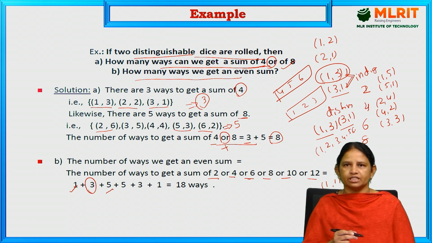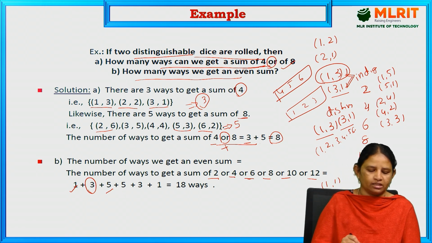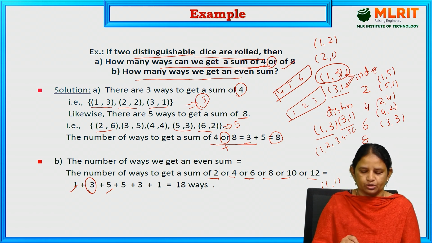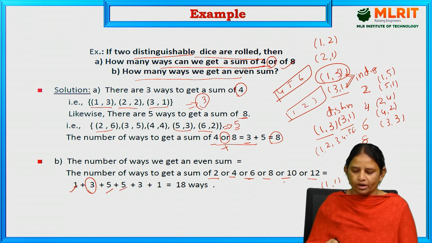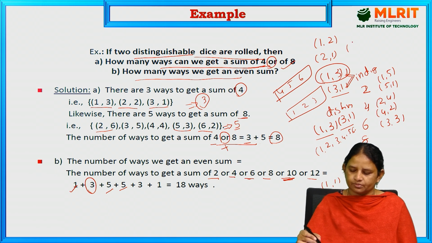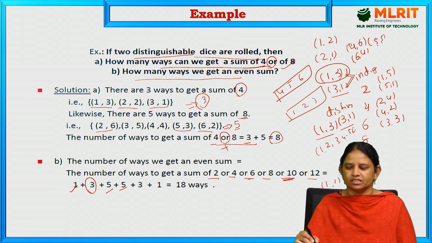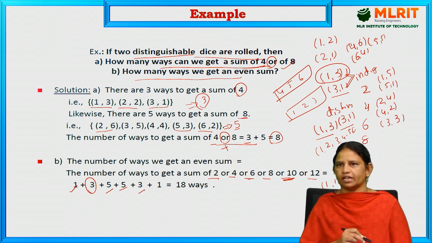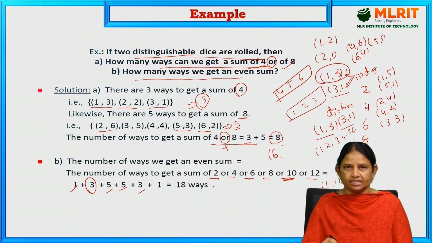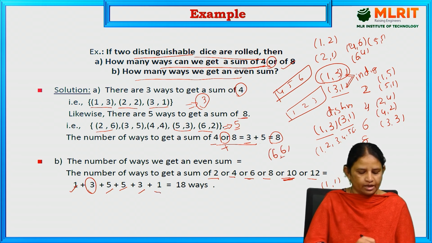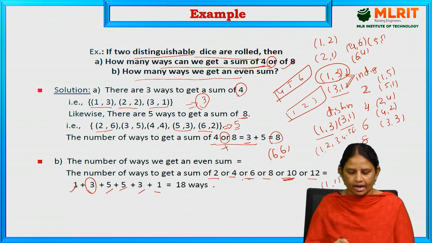Then, how many ways can we get the sum of 8? We have done that: 2, 6, 3, 5, 4, 4, 5, 3, 6, 2. Total 5 ways. How many ways can we get a sum of 10? That is 4, 6, 6, 4, then 5, 5. There are 3 ways. How many ways can we get 12? Only one possibility, that is 6, 6. That is 1.